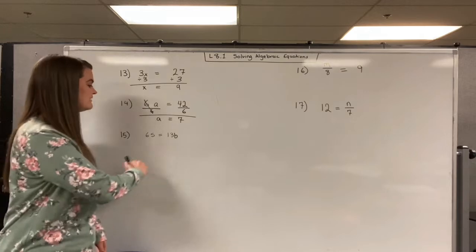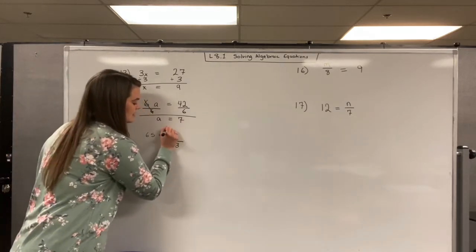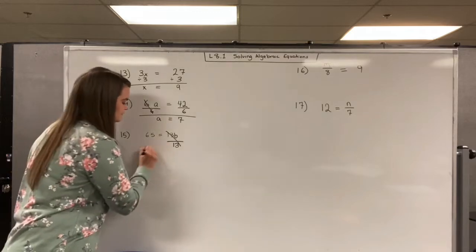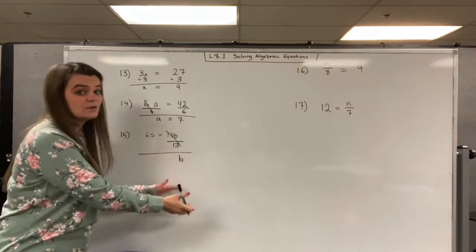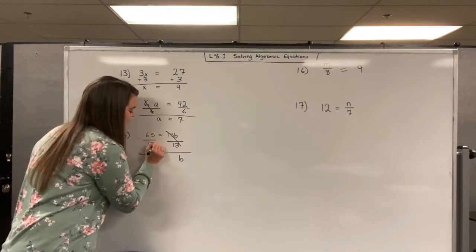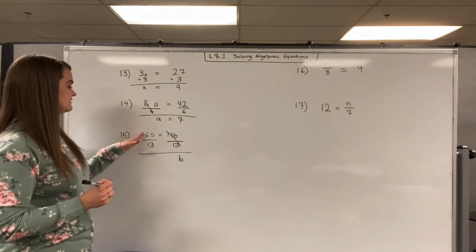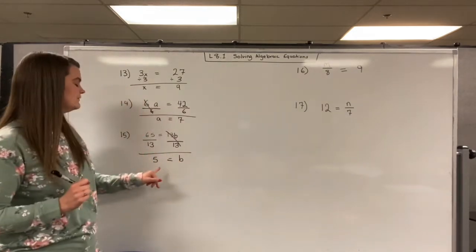So 65 equals 13b. We're going to divide this by 13, and we cross-reduce there. So now we're left with just b. If we did it to this side, we also must do it to this side. So we're going to divide 65 by 13. 65 divided by 13 equals 5. So 5 equals b.